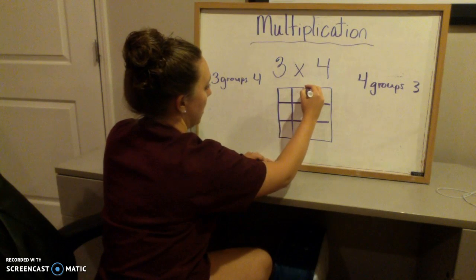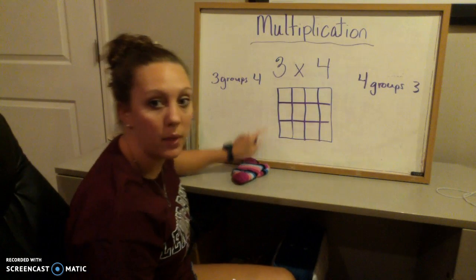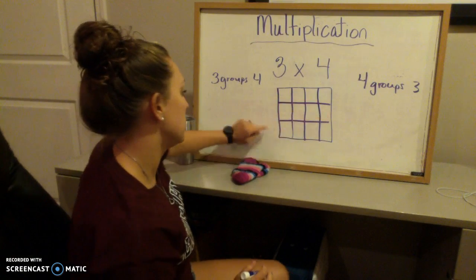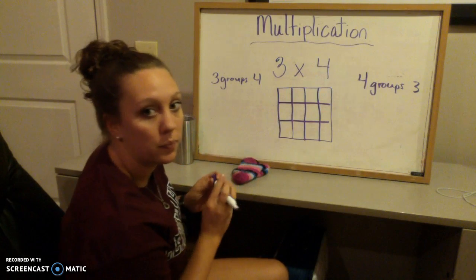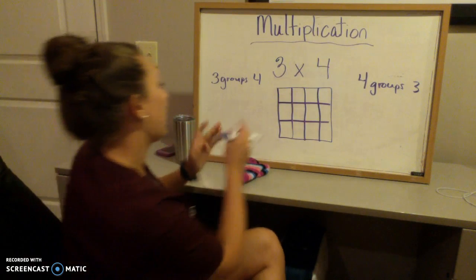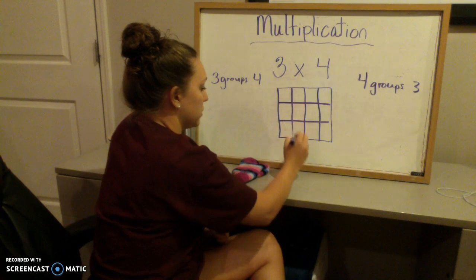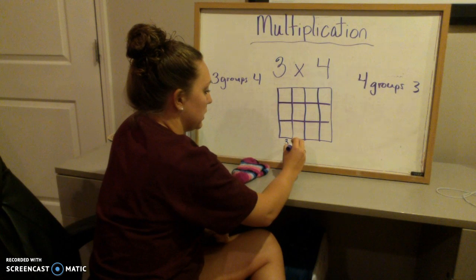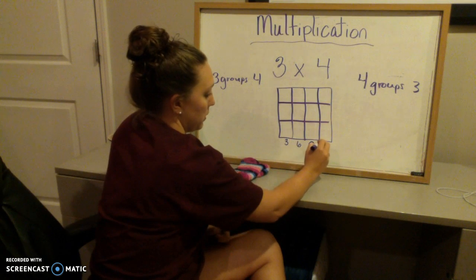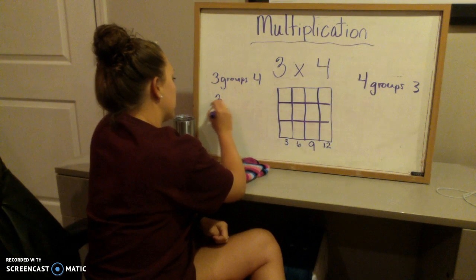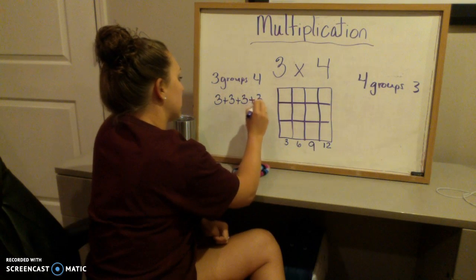1, 2. All right, do you see that? I have 3 groups. 1, 2, 3. I have 4 in each group. Okay, so we could either count by 3s. So I could go 3 plus 3 more plus 3 more plus 3 more. Right? 3 plus 3 plus 3 plus 3.